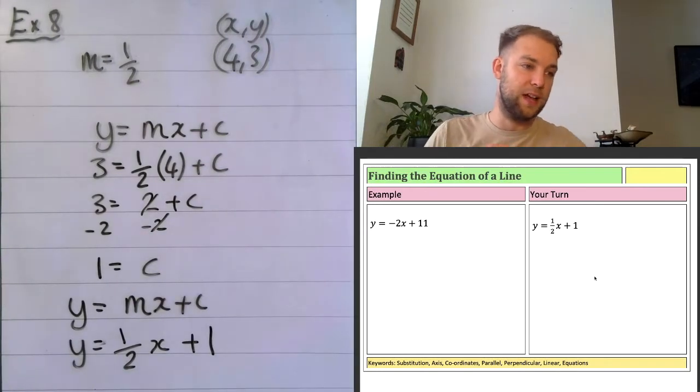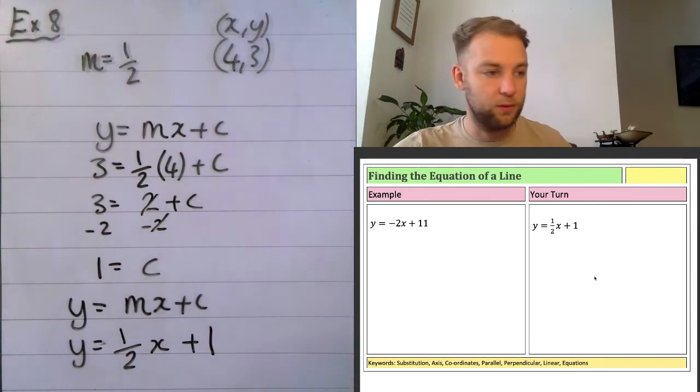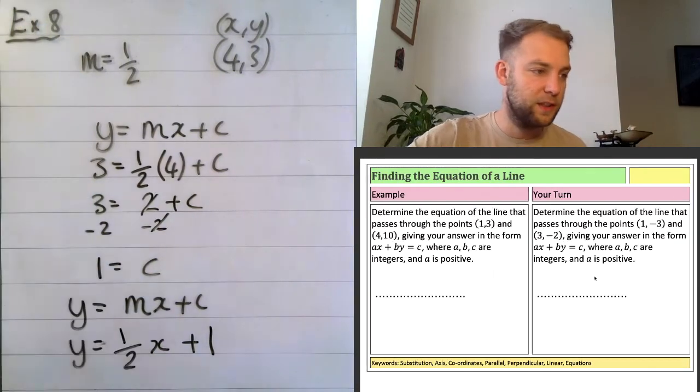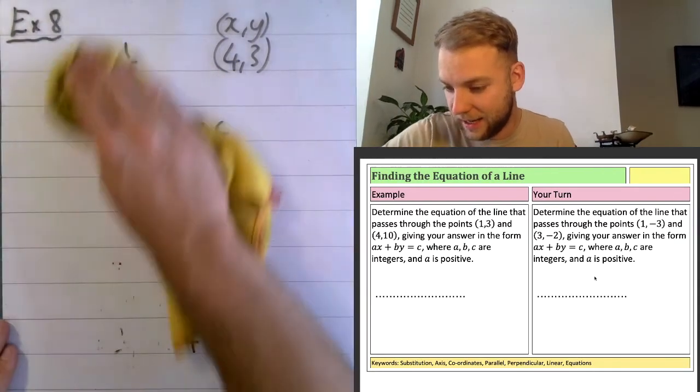So minus 2 plus 11 and 1/2 x plus 1. Absolutely super. So let's have a look at these next ones here. We are really getting here now.